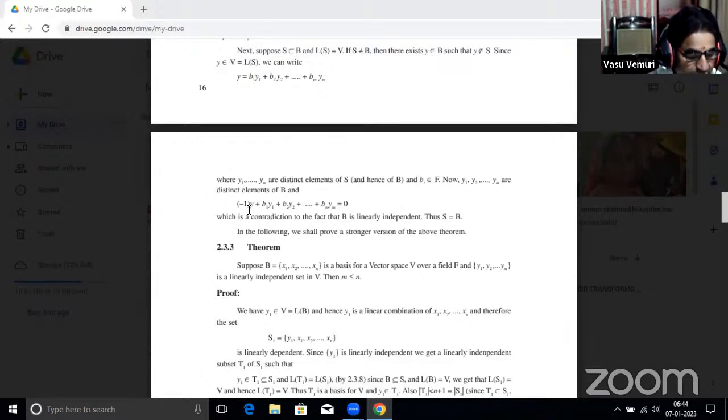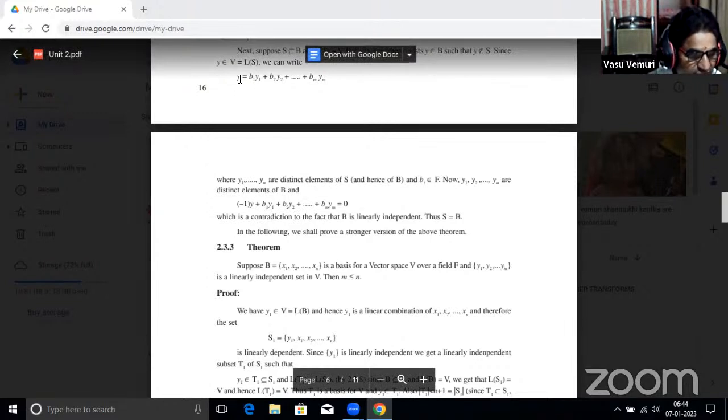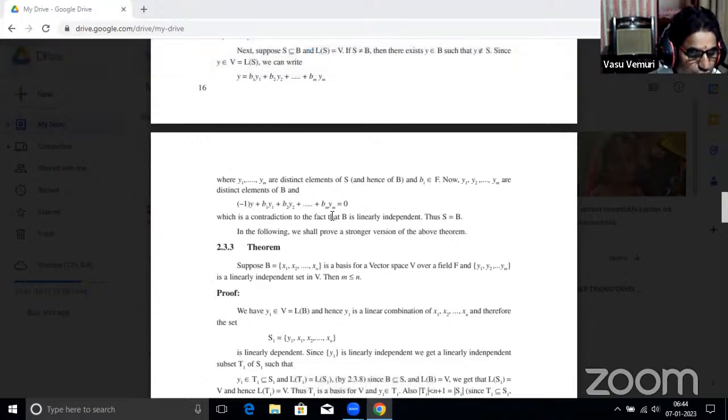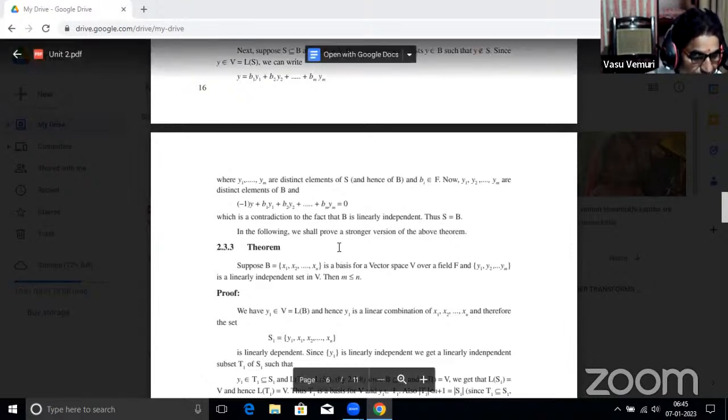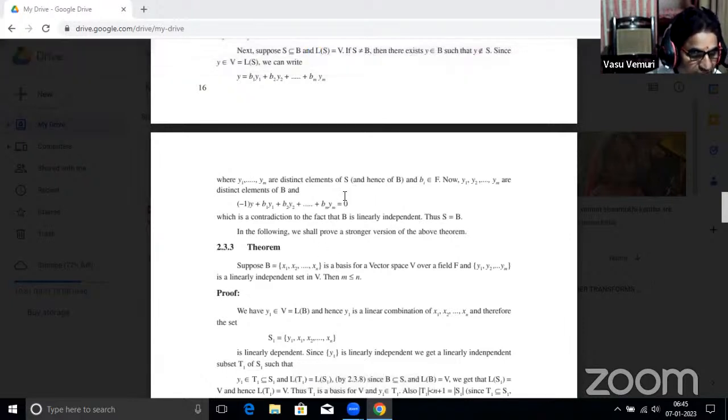Now we can also write this as minus 1 of y plus b1 y1 plus b2 y2, where this set is represented as capital S. Minus 1 of y plus b1 y1 plus b2 y2 and so on up to bm ym equals 0. This is a contradiction, since capital B is linearly independent. Therefore, S equals capital B. This is one of the important theorems.